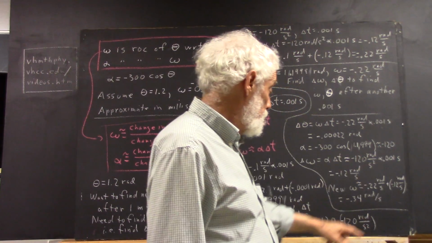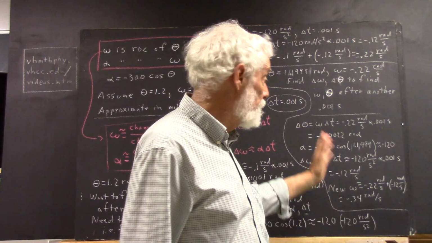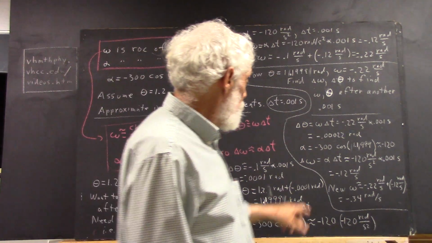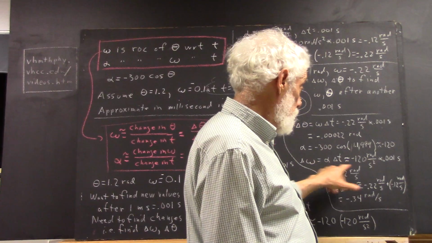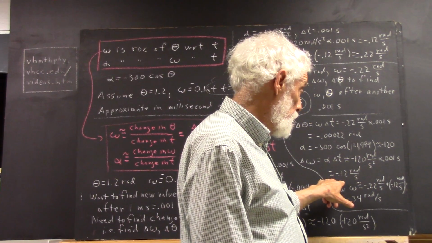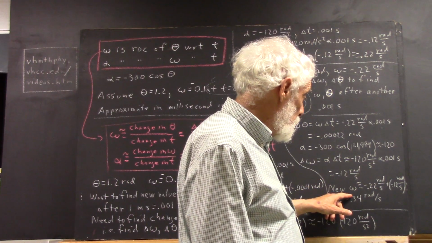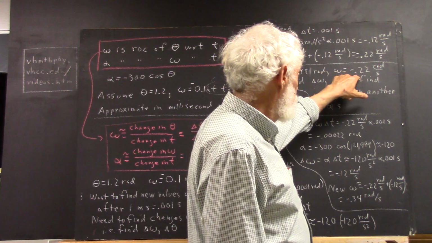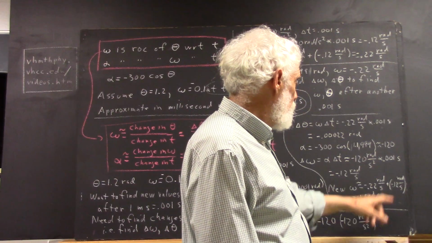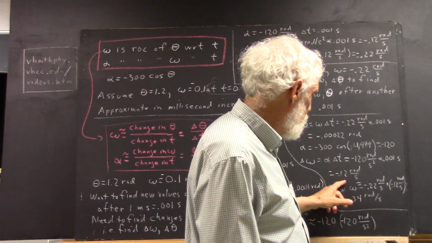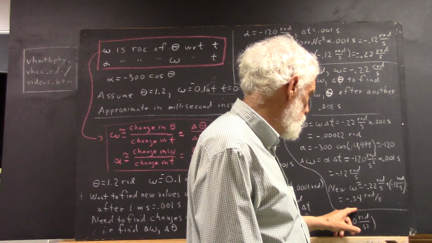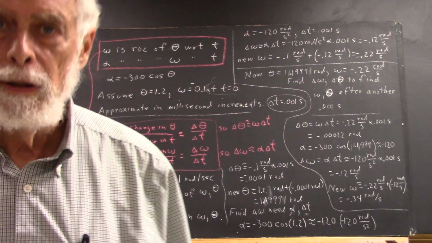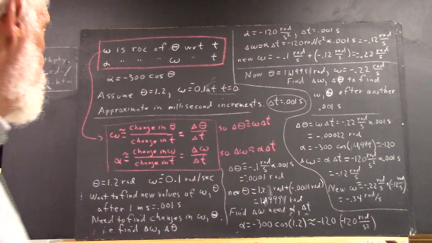It's going to be almost exactly the same as it was before because the theta hasn't changed much, and theta is what determines alpha. Our delta omega is alpha delta t. Well, that's an easy calculation. We get this. And our new omega is our existing omega, which is negative 0.22 radians per second. And to that we add the change in omega, the negative 1.2 radians per second. We get negative 0.34 radians per second. So we see this thing's moving a little bit and speeding up a little bit.